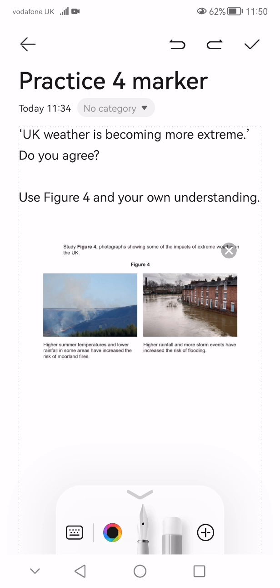This one will be the first one where we actually practice writing an answer to a question. As for all 4 markers, all 6 markers, and all 9 markers, I would definitely recommend annotating the question first. So this one here, for example, is a 4 marker from a recent paper. UK weather is becoming more extreme. Do you agree? Use figure 4 and your own understanding in this question. Right, so figure 4 I've attached there at the bottom, so you have that there as well.